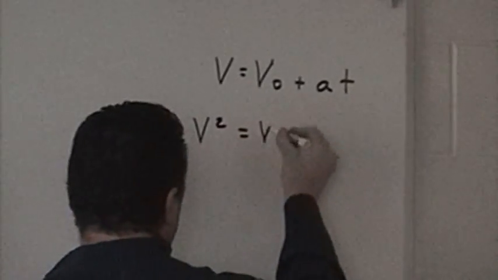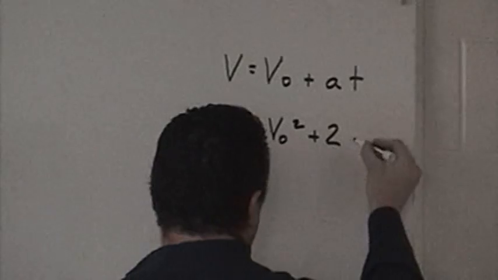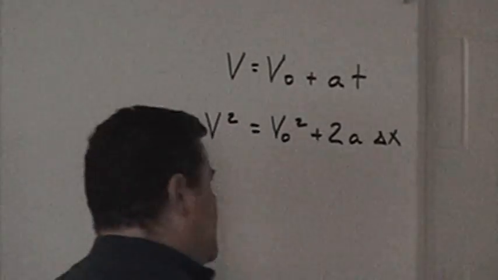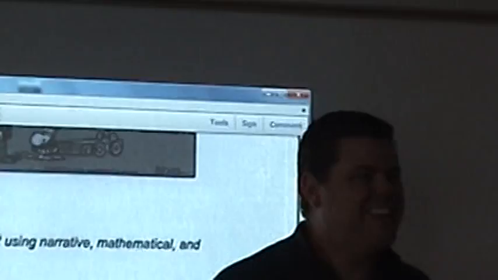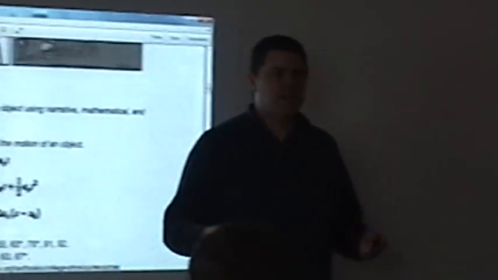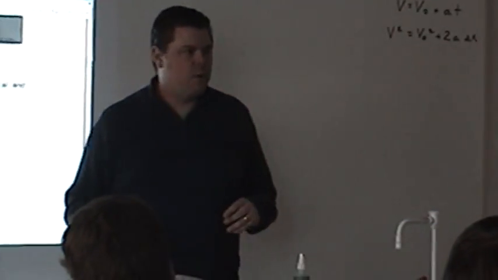The next equation we have is v squared equals v0 squared plus 2a delta x. x just means the distance or displacement. For linear acceleration, that distance or displacement could be horizontal, could be vertical. Anytime you have uniform acceleration, that means constant acceleration, you can apply these equations.